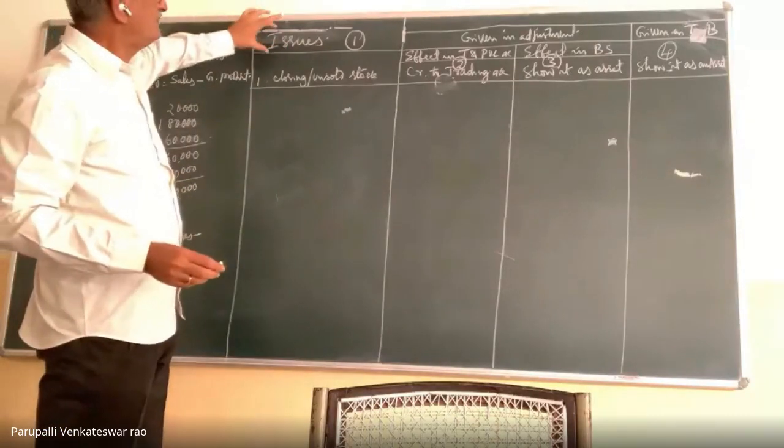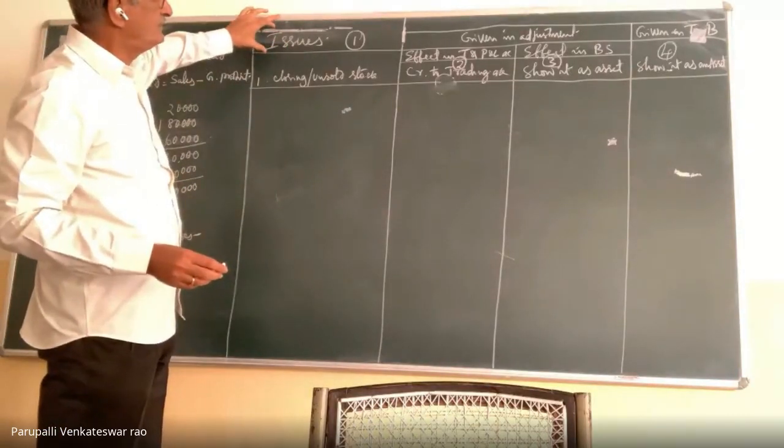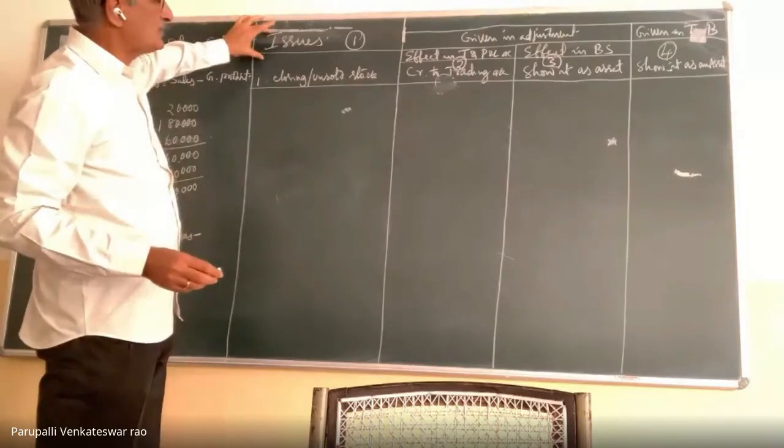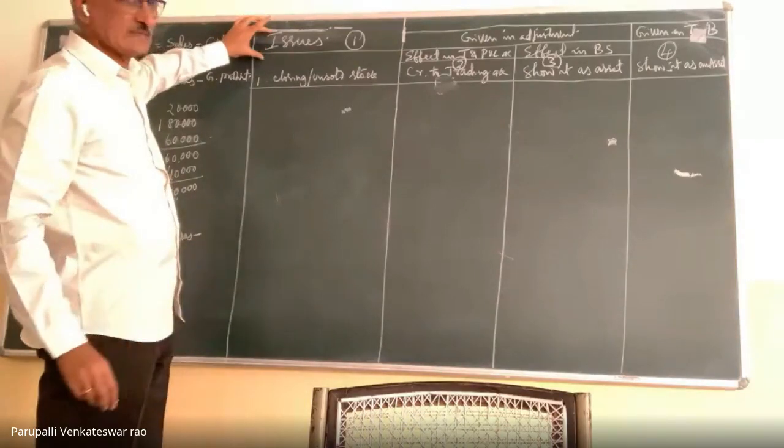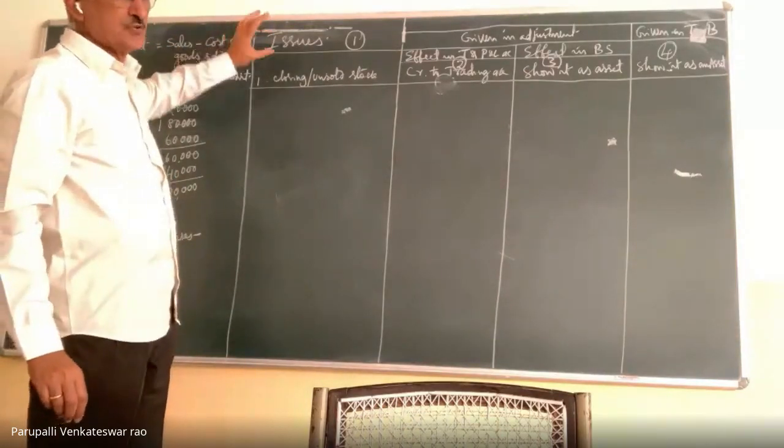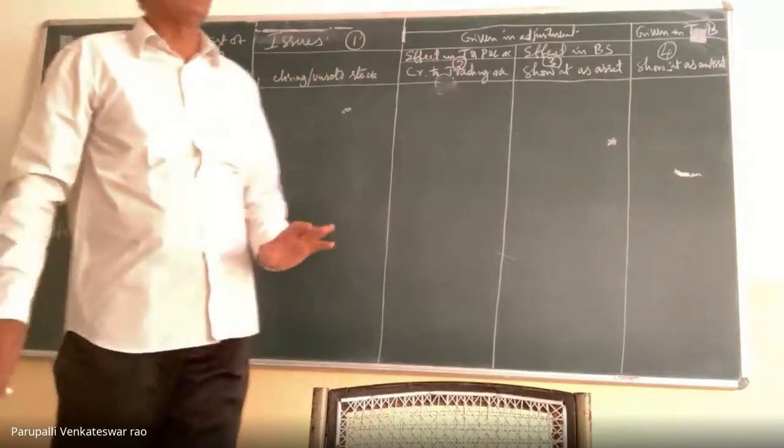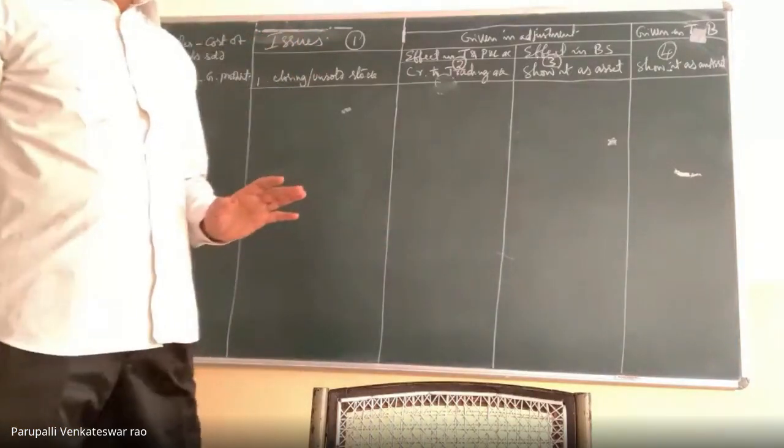Write down issues. First column is issues: the issue, and what is the transaction that was given in the adjustment.